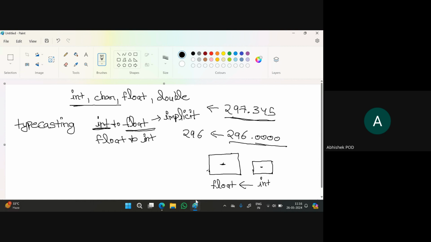Whereas float to int, let's talk about float to int. So now you have this box filled with a lot of contents, or whatever the capacity of this box is, you have filled that capacity in this big box. Now it's time for you to transfer the content of this big box into the small box. What are going to be the challenges?